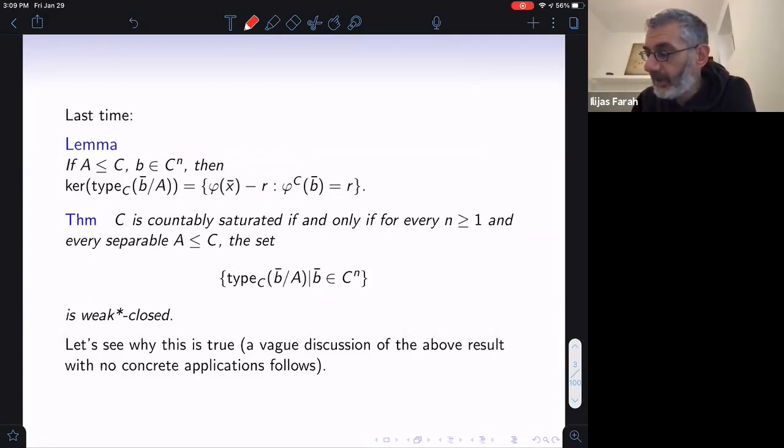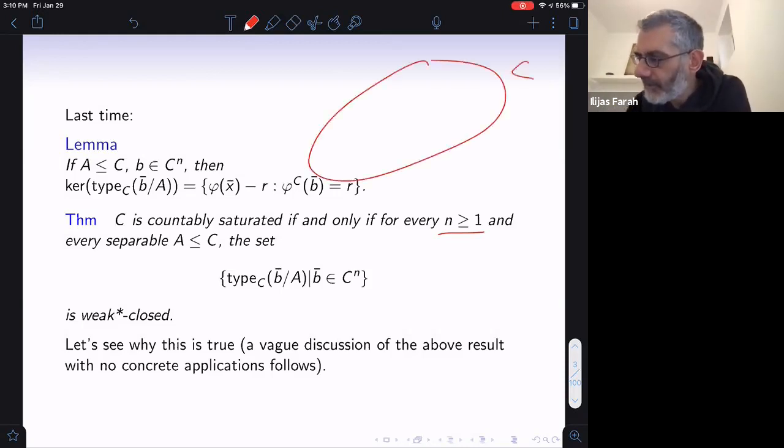A C-star algebra C is countably saturated if and only if for every n and for every separable subalgebra A of C, this set is weak star closed. So what is this? This is the set of types of all n-tuples in C over A. That set of characters is weak star closed. Let me draw a picture. Here is C, here is A, right? So you look at different B bars.